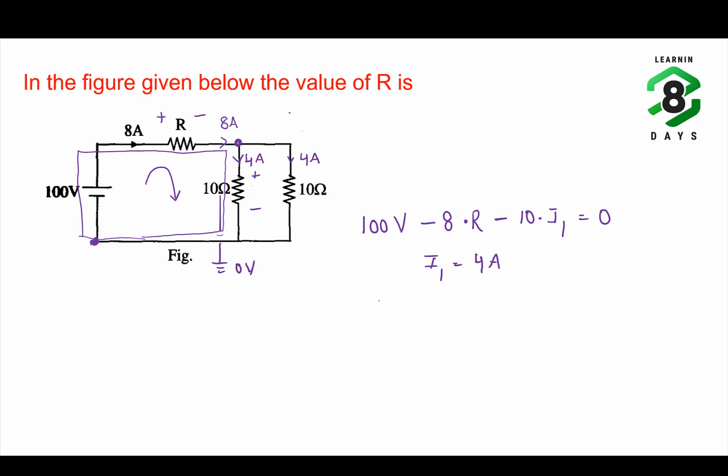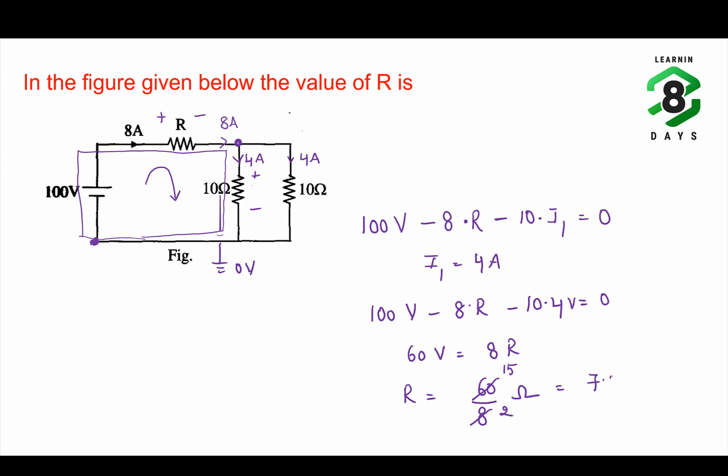So what you are going to get? 100 volt minus 8 into R minus 10 into 4 is equal to 0. So 60 volt is equal to 8R. R is equal to 60 divided by 8, which is 7.5 ohm.